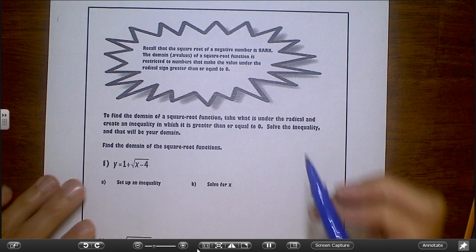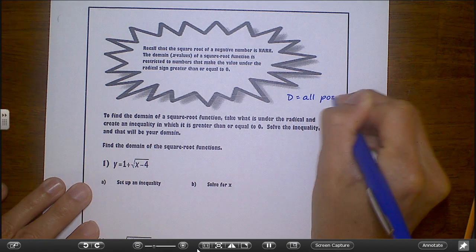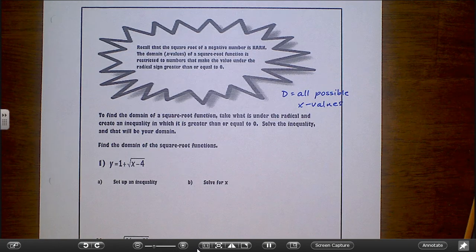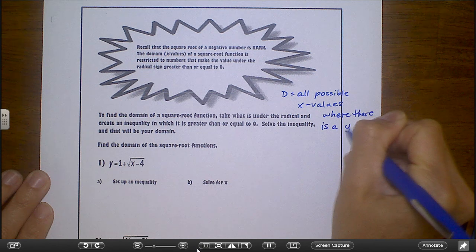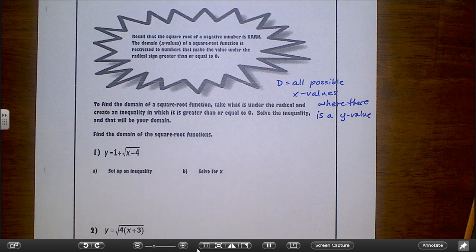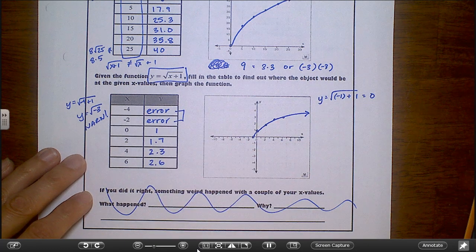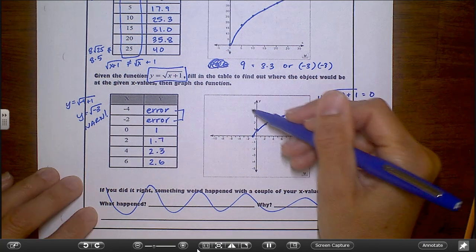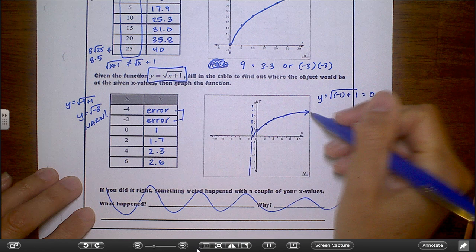Domain, remember, are all possible x values of a graph. So what that means is all possible x values where there's a y value. So all possible x values where a function would exist, right? And like I said on this right here, you can't graph -4, error. So -4 would not be in the domain of that. Remember that domain, if we were to do the lines, here's where it starts, and then it kind of goes on forever.